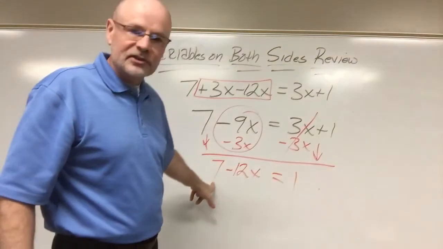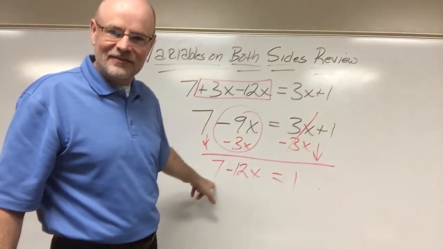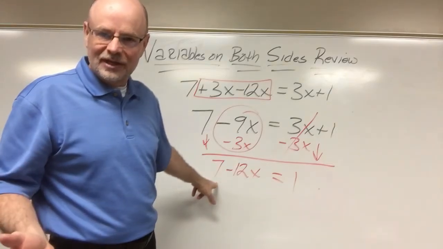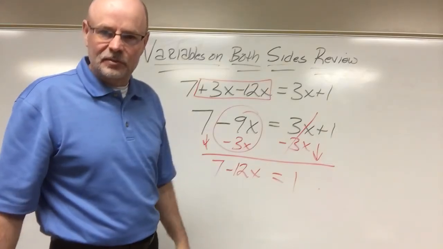I'm going to start with my addition or subtraction first. This is the same as having a positive 7 or adding 7. So I'm going to do the inverse operation. I'm going to subtract 7 from both sides.